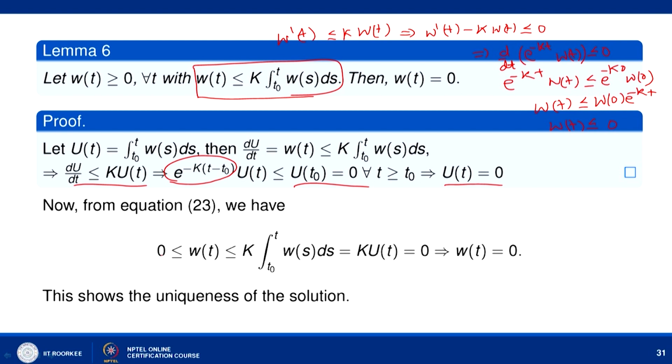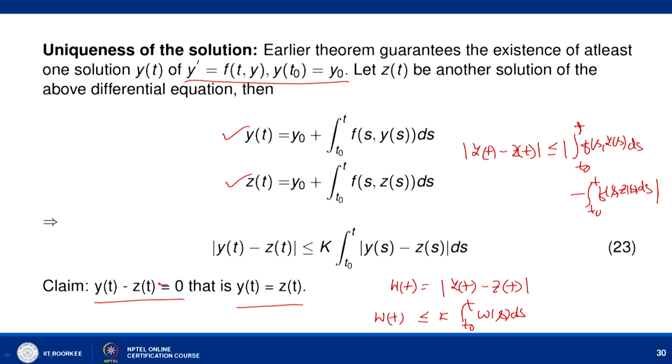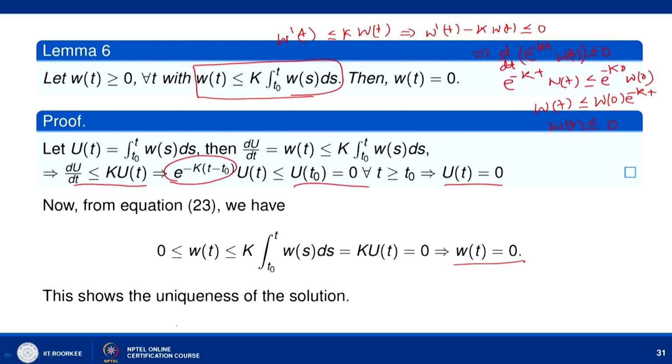So, it means that 0 is less than or equal to W(t). Now, W(t) is less than or equal to k times the integral from t naught to t of W(s) ds, which is nothing but k u(t), and u(t) is coming out to be 0. So, it means that 0 is less than or equal to W(t) less than or equal to 0. So, this implies that W(t) is equal to 0. Now, what is W(t) here? W(t) is defined as the modulus of y(t) minus z(t). So, it means that y(t) is equal to z(t). So, what have we proved? We have proved the uniqueness of the solution.